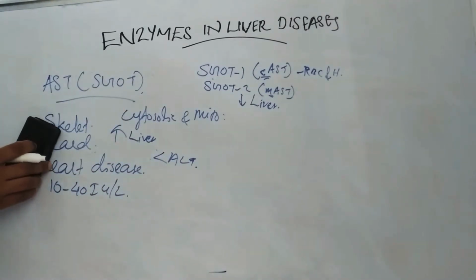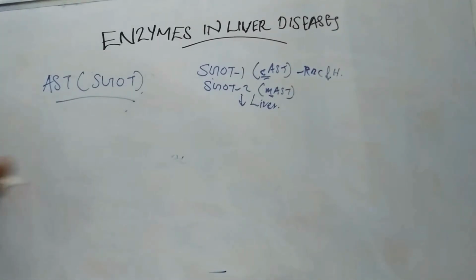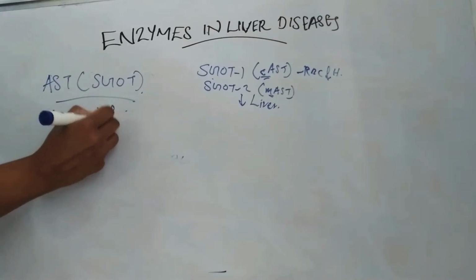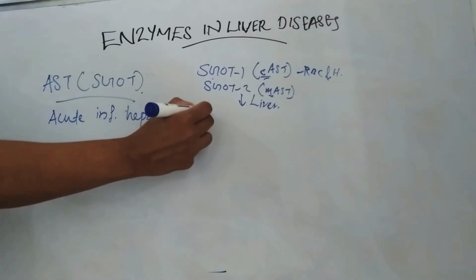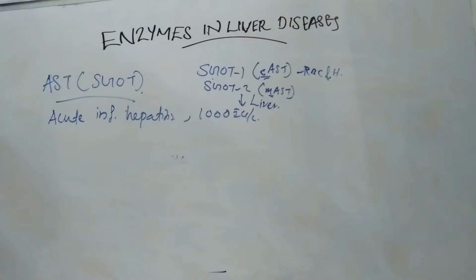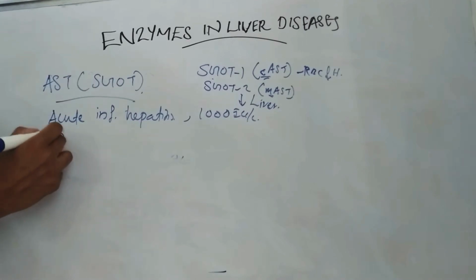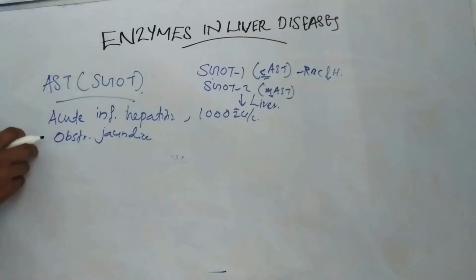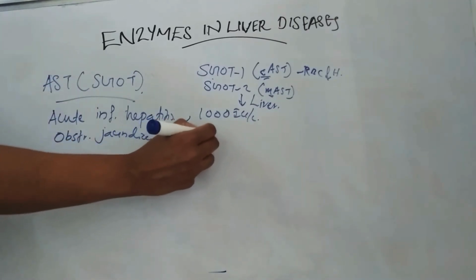Then in acute infectious hepatitis, the highest values, about 1000 IU per liter or more, are seen. Then in obstructive jaundice also an increase occurs. In obstructive jaundice, there will be an increase in AST, but usually this does not exceed 200 to 300 IU per liter.